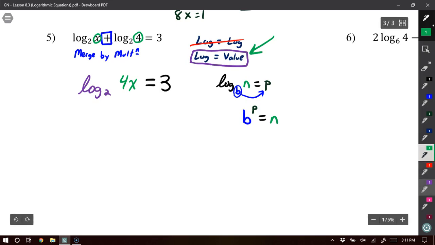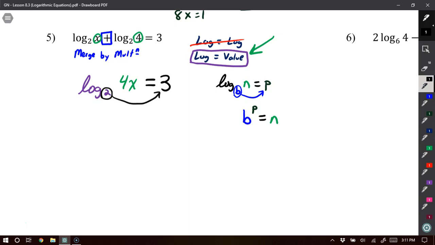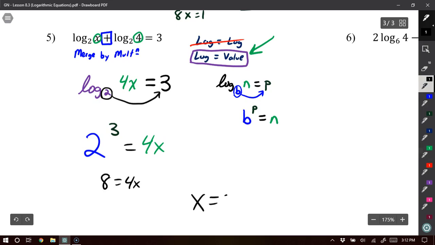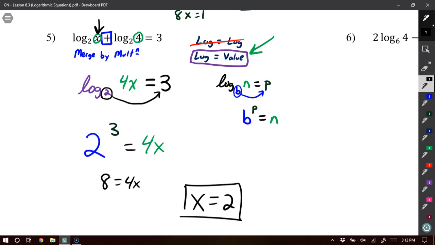Well, that gives me some more confidence. So now my base is 2, my power is 3. So I'm going to say, I'll color code it, 2 cubed equals 4x. I can solve that. 2 cubed is 8. 8 equals 4x. X equals 2. If I plug it in, I get a positive number. Boom, boom, boom. We are set.